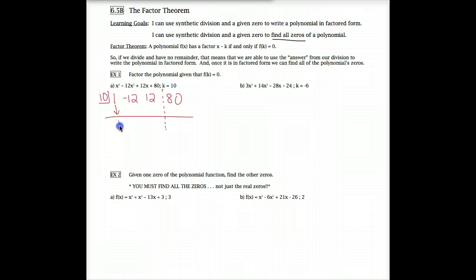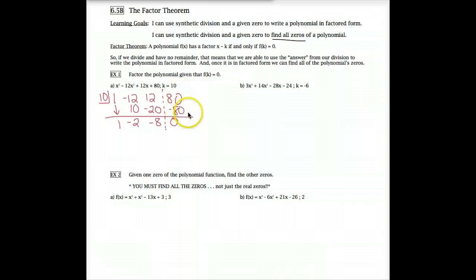Bring down the first term. And now we start our multiplying and adding. So multiply box times bottom, 10 times 1 is 10. Then add the column, that gives you negative 2. Then box times bottom again, gives me negative 20. Add the column, gives me negative 8. Then multiply box times bottom, negative 80. Add straight down, and I get 0. So if you don't get 0, you did something wrong, and redo it because it tells you in the problem that f of k should equal 0.